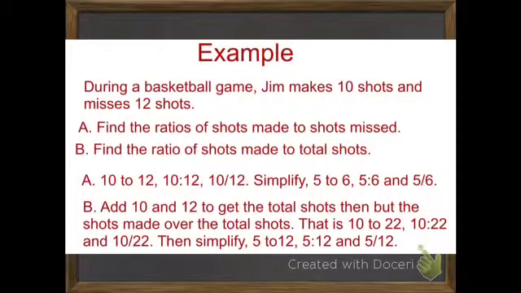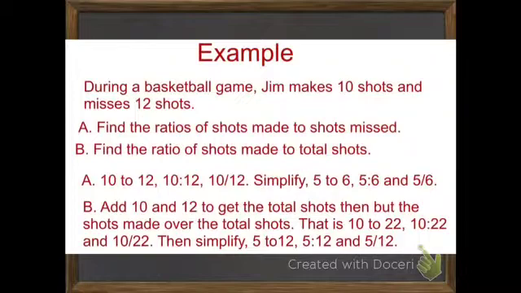Here's the example. During a basketball game, Jim makes 10 shots and misses 12 shots. A, find the ratio of shots made to shots missed. B, find the ratio of shots made to total shots. To solve A, you just put the made shots over the missed shots. That's 10 to 12, 10 colon 12, and 10 over 12. But you must simplify them, because all ratios must be in simplified form. So that's 5 to 6, 5 colon 6, and 5 over 6.